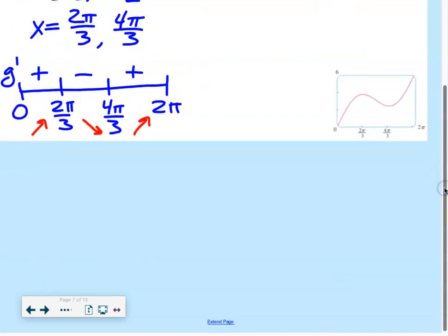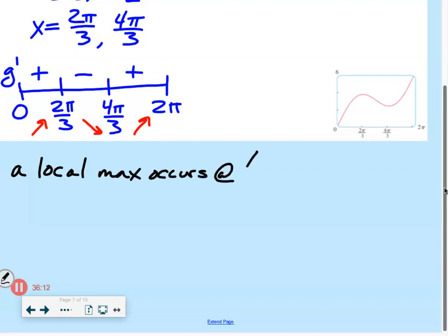All right, so let's write our answers. Do we have a local max anywhere? Yeah, we do. Where? At 2 pi thirds. Max occurs at 2 pi thirds, comma something. How did you know that? Because when you draw the arrows, I use your trick, and you can see that it's at the... Okay, that's good.